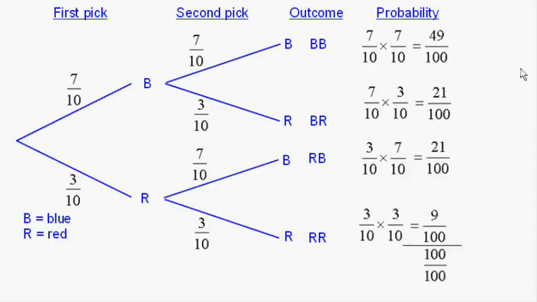Now, it's always a good idea to do a check here because all of these 4 probabilities add up to 1 because they're the only 4 possibilities in the situation. And they do add up to 100/100, which is 1. So we've done our check.